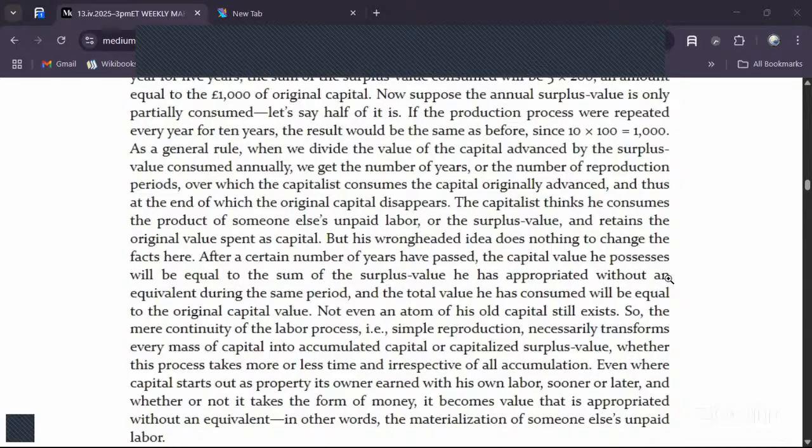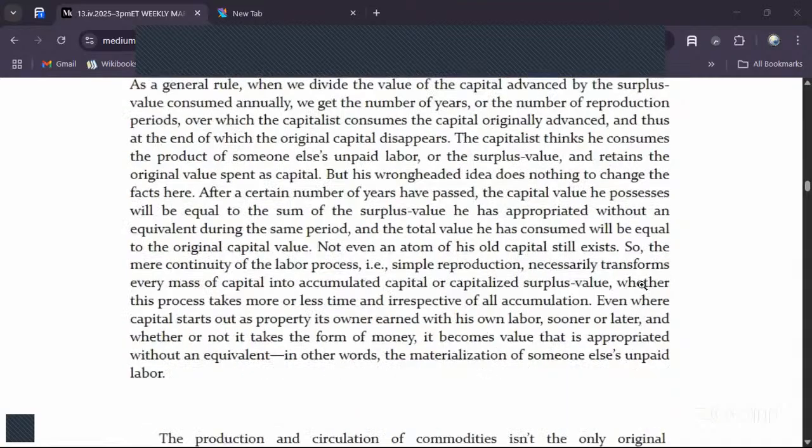So, the mere continuity of the labor process, i.e., simple reproduction, necessarily transforms every mass of capital into accumulated capital, or capitalized surplus value. Whether this process takes more or less time and irrespective of all accumulation, even where capital starts out as property its owner earned with his own labor, sooner or later, and whether or not it takes the form of money, it becomes value that is appropriated without an equivalent. In other words, the materialization of someone else's unpaid labor.